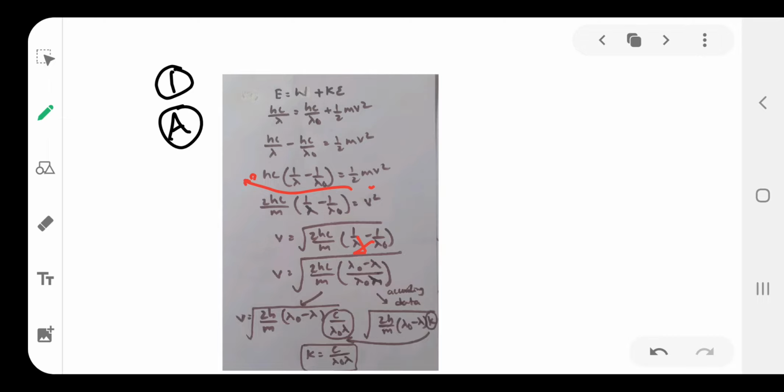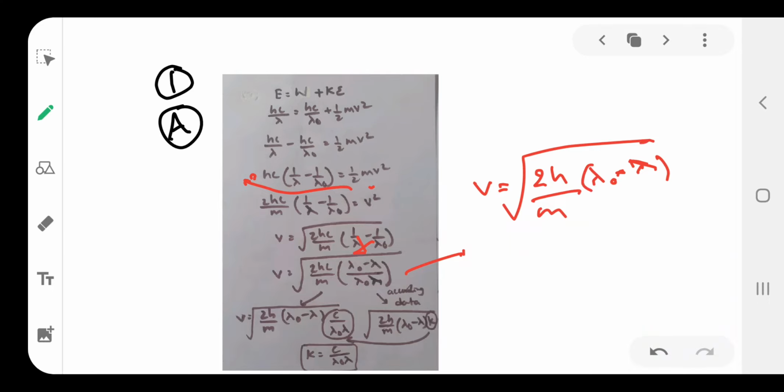V is equal to 1 by root. Here this value we can write like this. V is equal to under root of 2h by m into lambda naught minus lambda, into the remaining c by lambda naught into lambda. So this we can write. So this formula we can write like this. Here this is c, this is lambda naught, we are separating here.